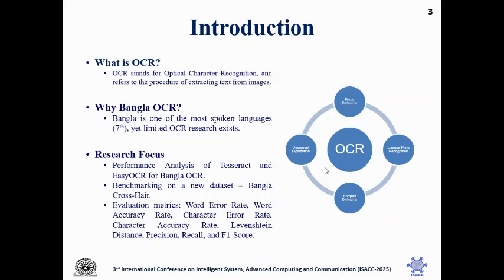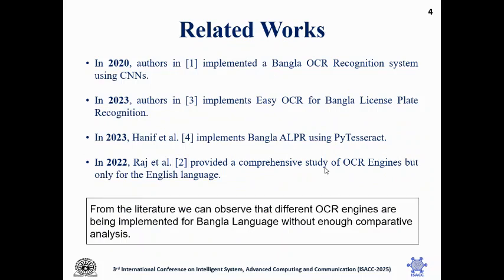And the metrics that we are using in order to evaluate our OCR engines are word error rate, word accuracy rate, character error rate, character accuracy rate, Levenshtein distance, precision, recall, and F1 score. Due to time limitations, we are not going to dive into the equations for the evaluation metrics. You can find these in the paper.